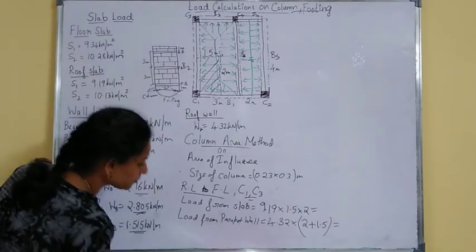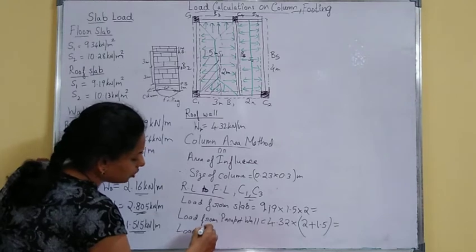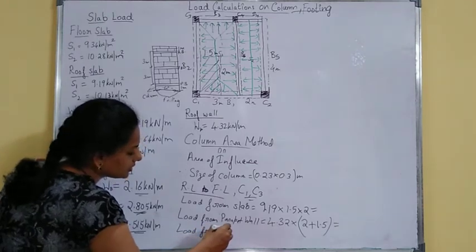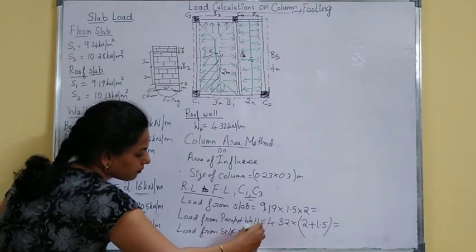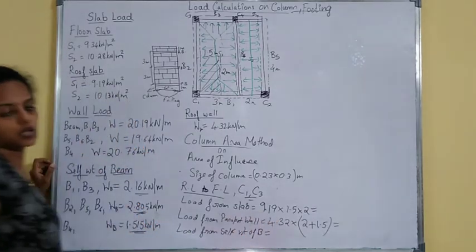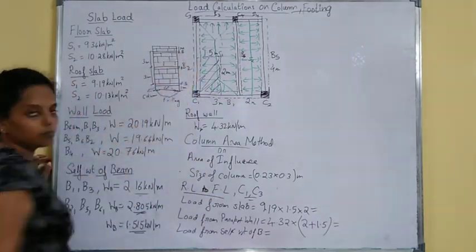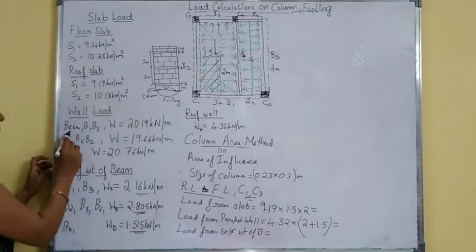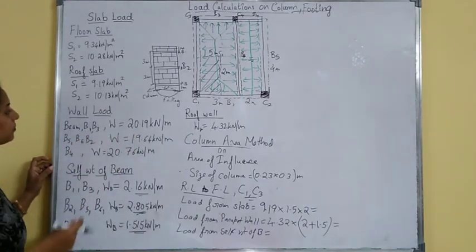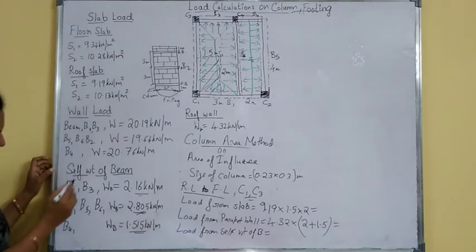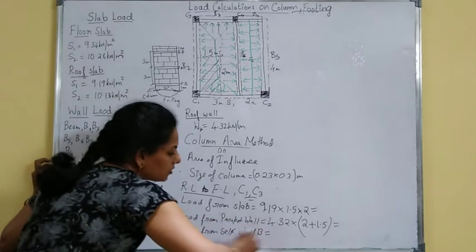Next, load from self-weight of beam. See here, which beams are acting? B1 and B2. So self-weight of beam B1, B1 is here. It is one load, the self-weight of beam. So for B1 you have 2.16.